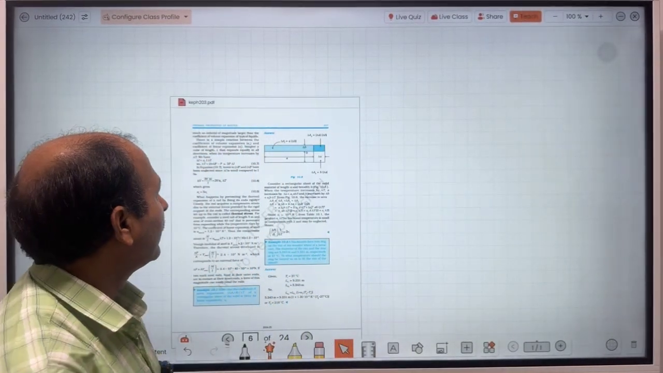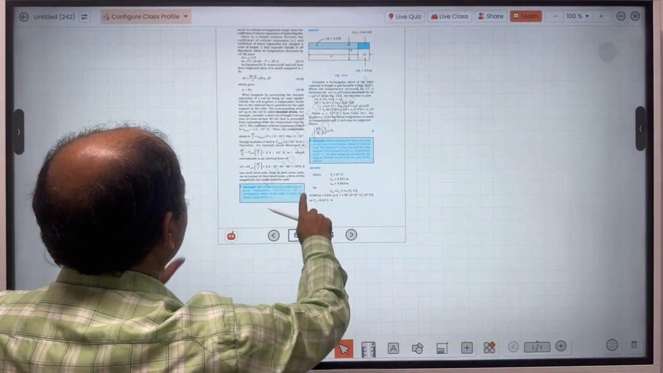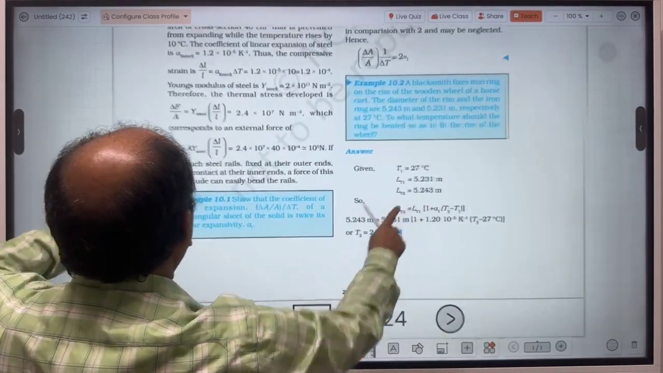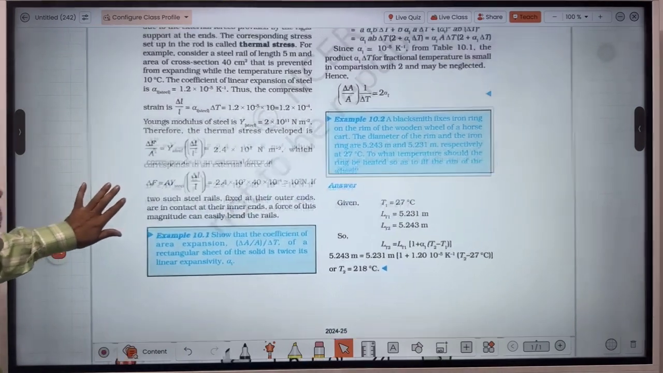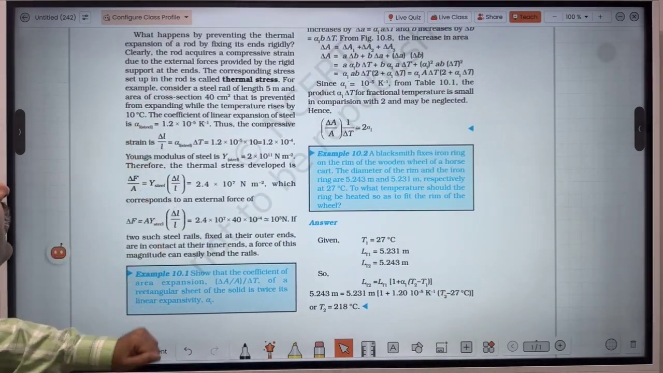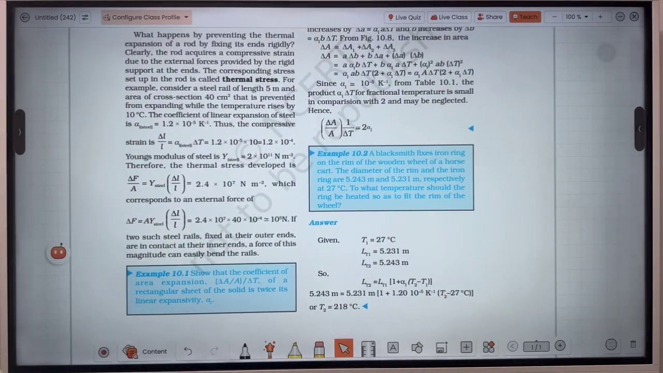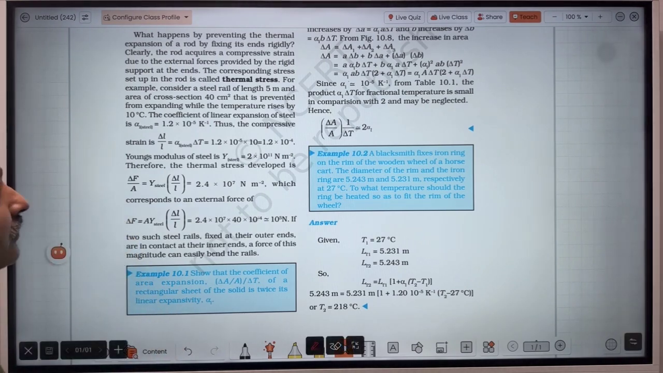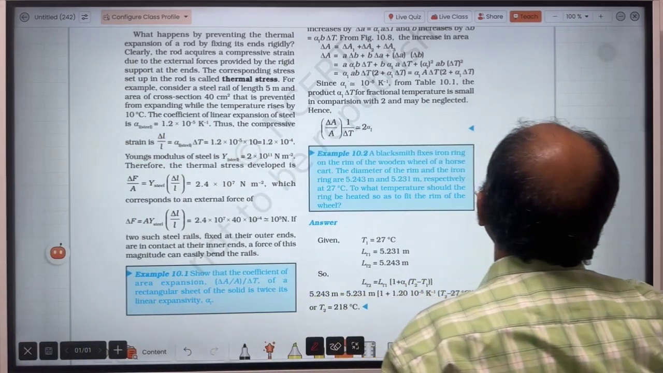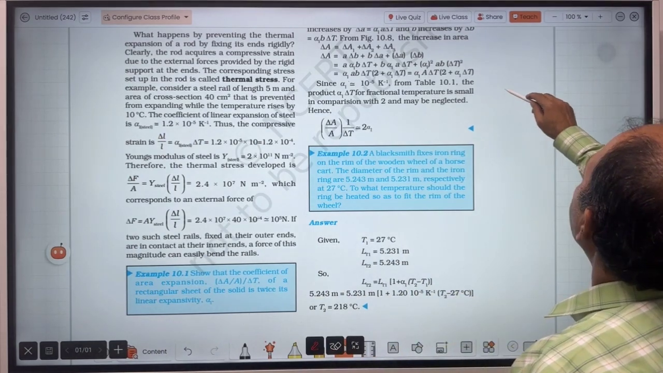Today we are going to continue with the question number 10.1. This is an example. In the previous lecture we have studied up to thermal stress and you have a good idea about it. Although here I am giving you a quick recap of whatever we have studied.